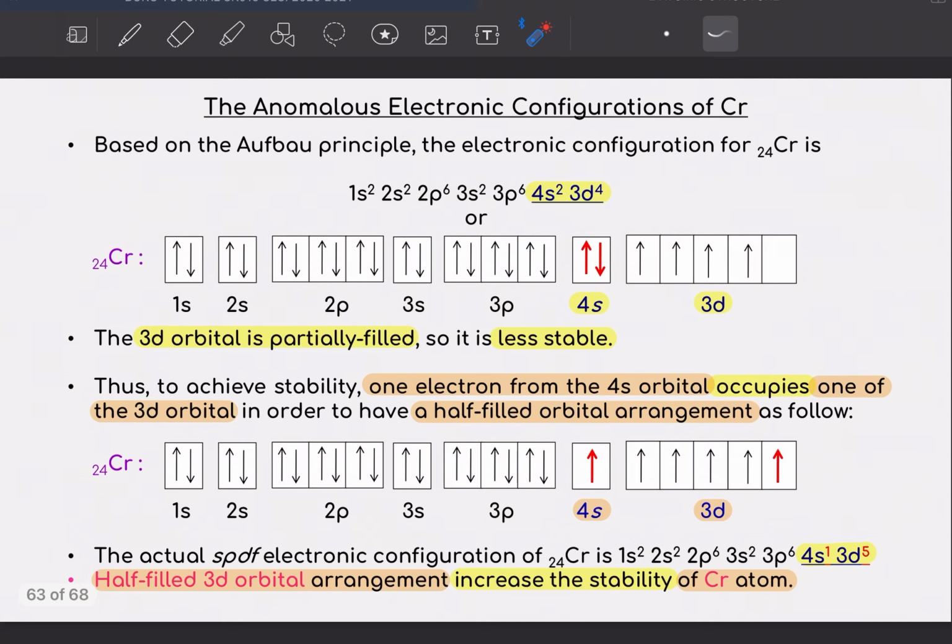So apa kena mengenai dia dengan chromium dengan copper? Kalau kita ikut kebiasaan, we will follow the Aufbau principle, right? So let's say the electronic configuration for chromium 24 is this: 1s2, 2s2, 2p6, 3s2, 3p6, 4s2, 3d4. Tengok sini, 4s2, 3d4. If you draw the orbital diagram for chromium 24, ini fill macam biasa. But right here, you have 4s2 and 3d4. If you notice, this 3d orbital is partially filled, so this is less stable compared to half filled or fully filled.